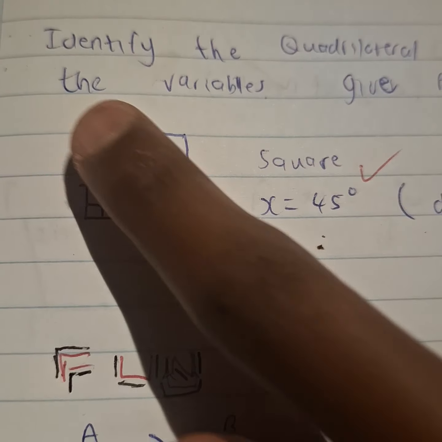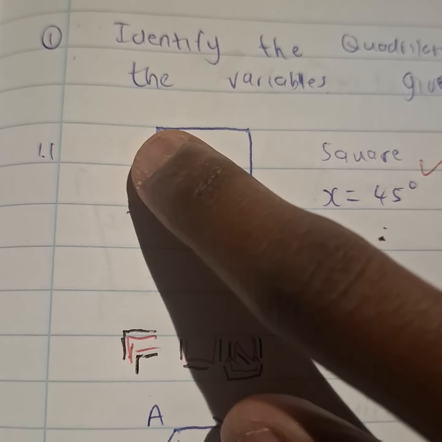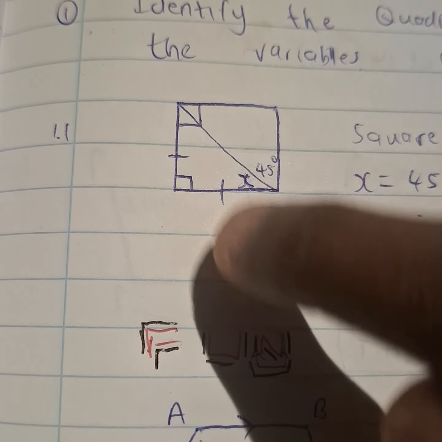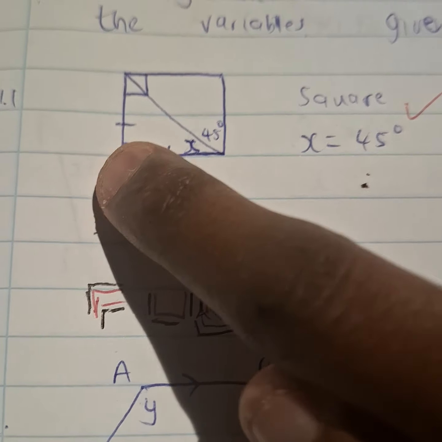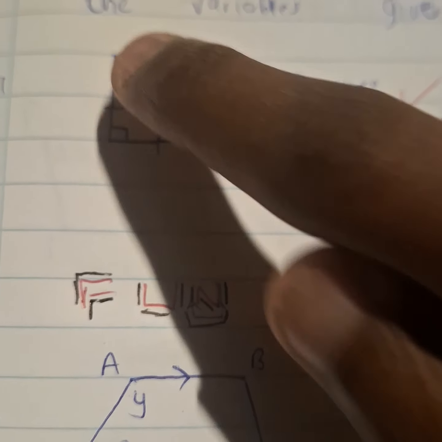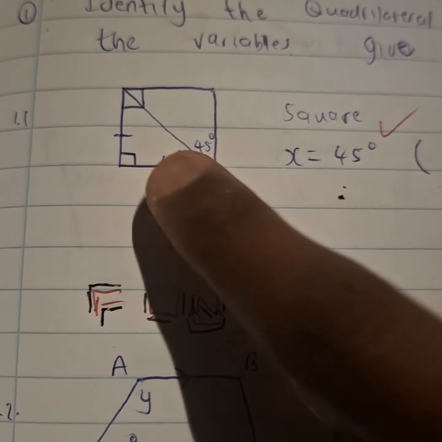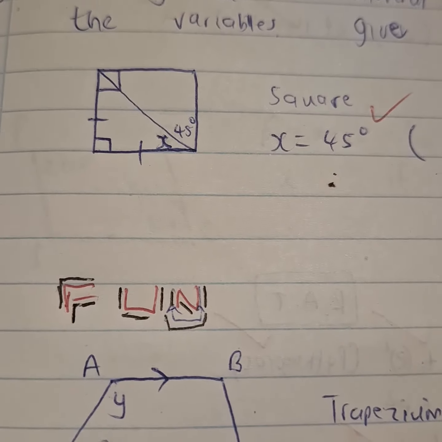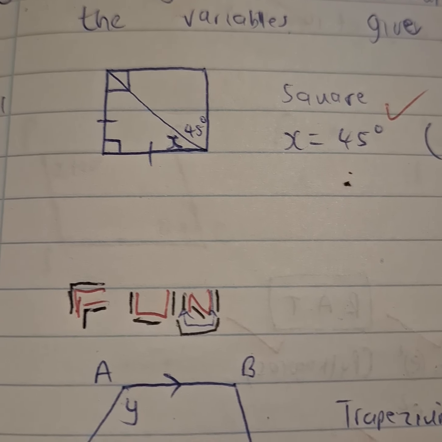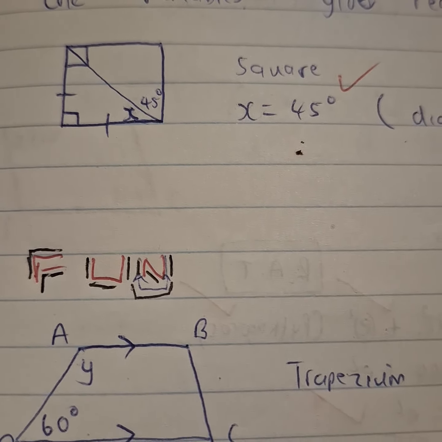So first and foremost, what type of shape is this? We can see right angles. We can see equal sides for the adjacent sides, so that would mean that this is a square. The reason why we say that is because there are right angles, and also we can see the equality of the adjacent sides, which would mean that these sides would also be equal. Therefore, this is a square.